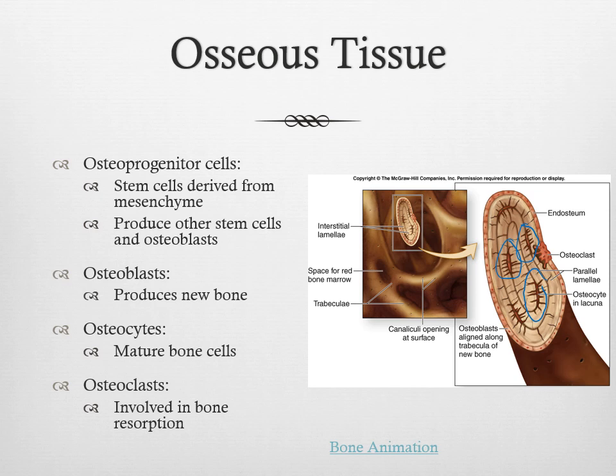Osteoclasts are the last type of cell. These osteoclasts are cells that break down bone. They're designed to destroy or reabsorb the bone, so they create little resorption pockets inside the bone itself.